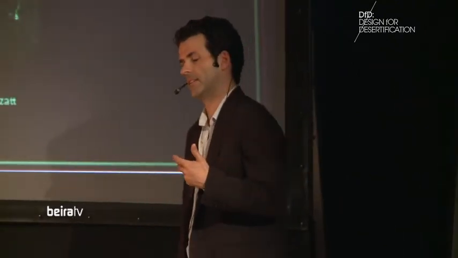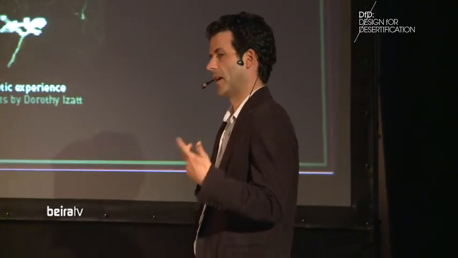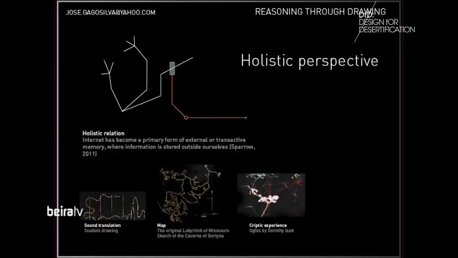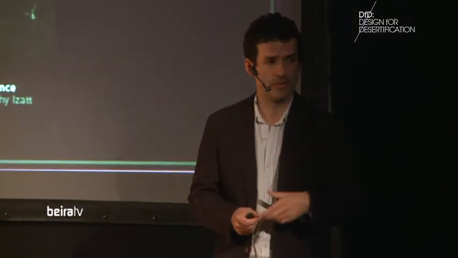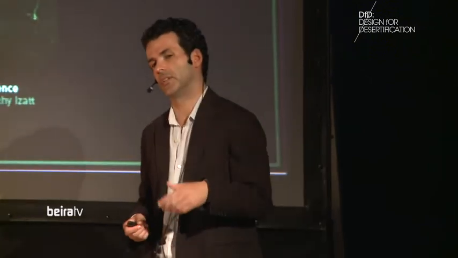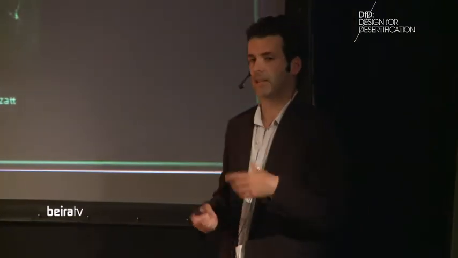And that is a very crucial element to know when we are starting to try to represent our reality of information. Why? Because as several studies say, like for example the study performed by Sparrow in 2011, internet has become a primary form of external or transactive memory, where information is stored outside ourselves.